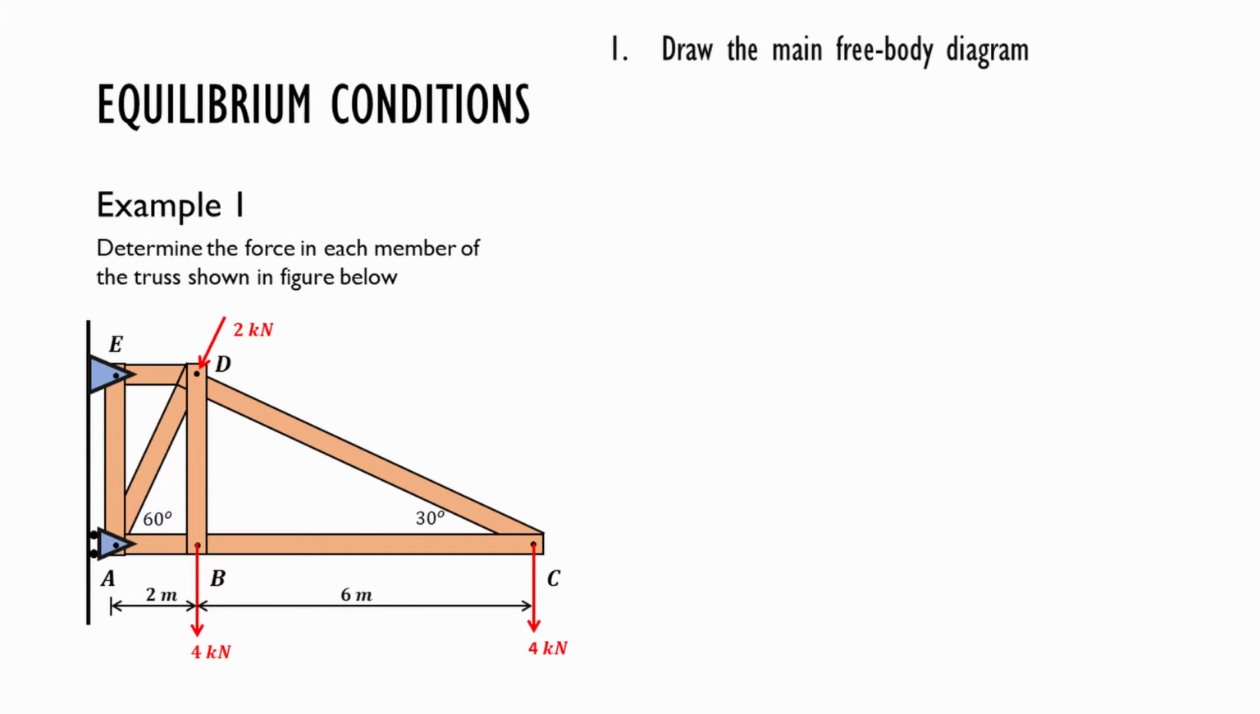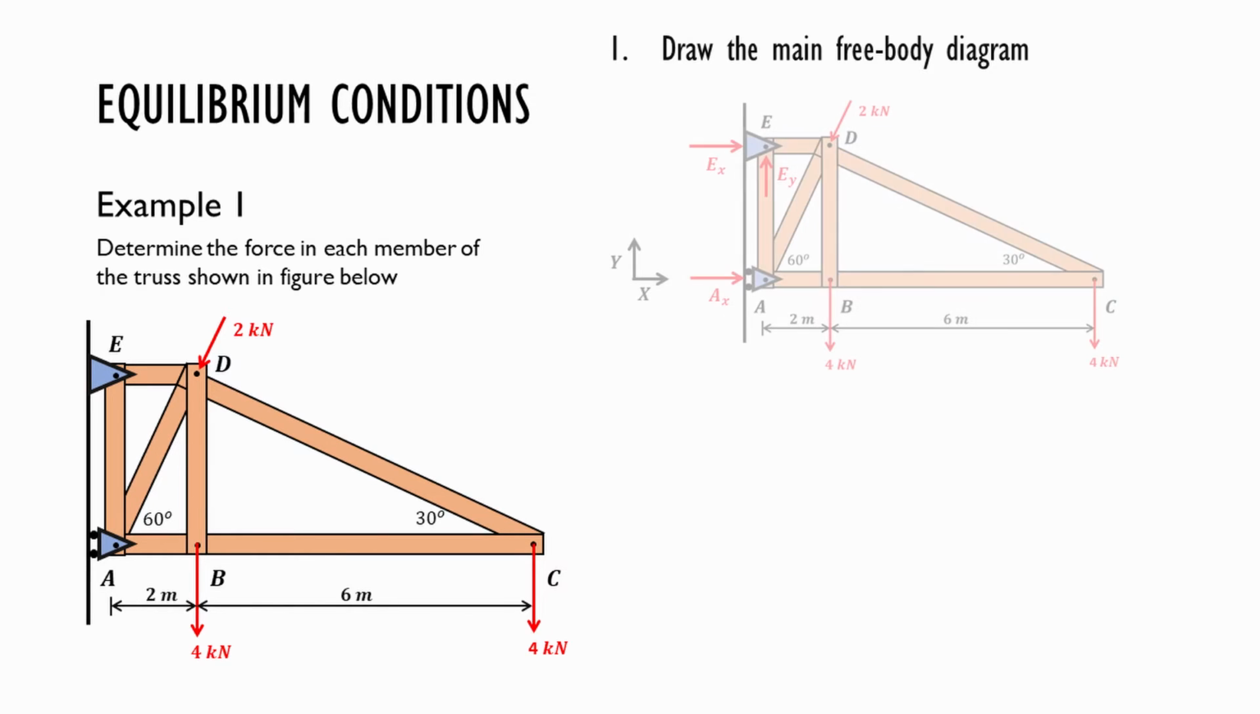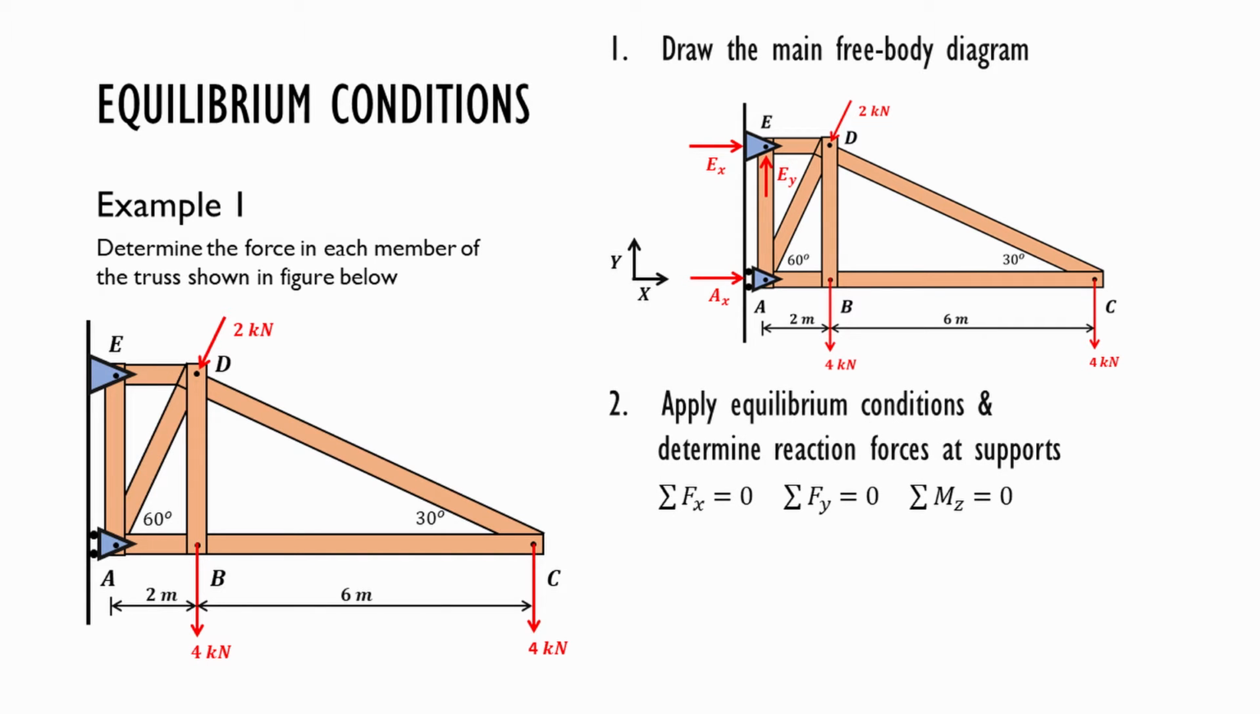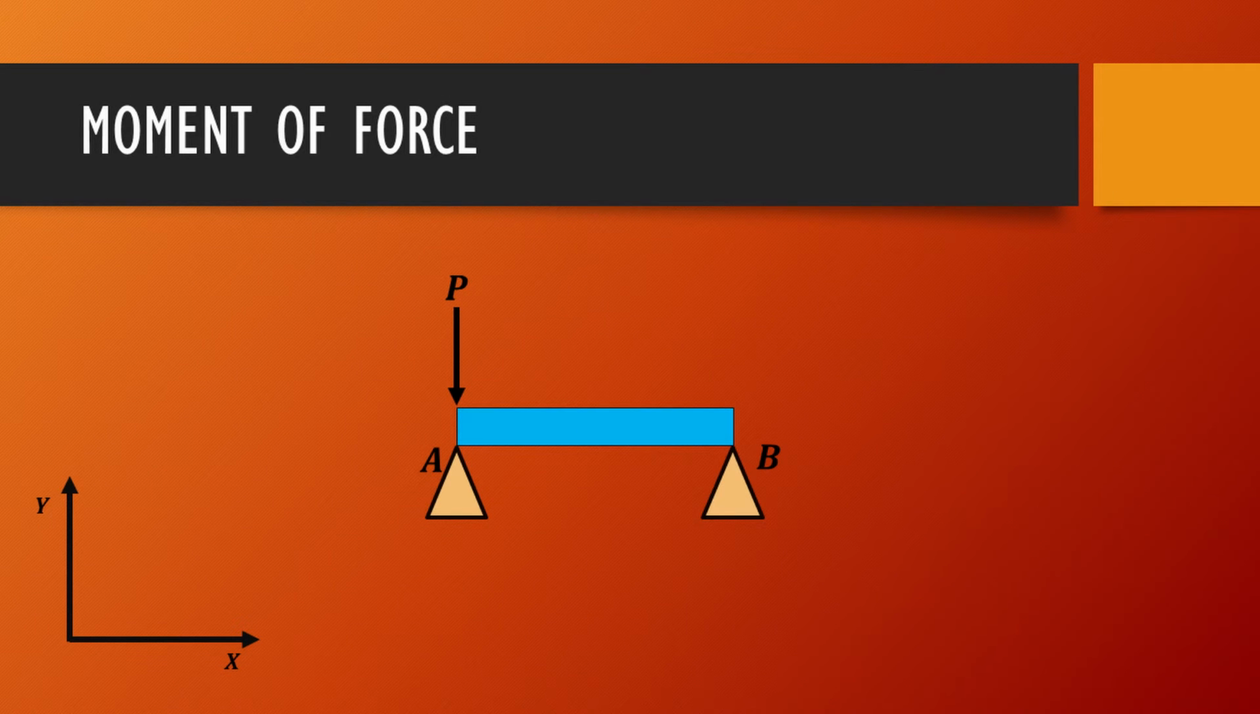Step 1, draw the main free body diagram. Step 2, apply equilibrium conditions and determine reaction forces at supports. Here, there are 3 conditions. It doesn't matter which condition you apply first, but in a situation where there is a pin support that generates 2 unknown reaction forces, we prefer applying the moment condition about that pin first. This is because the moment of a force about a specific point will be 0 if that force passes through that point.